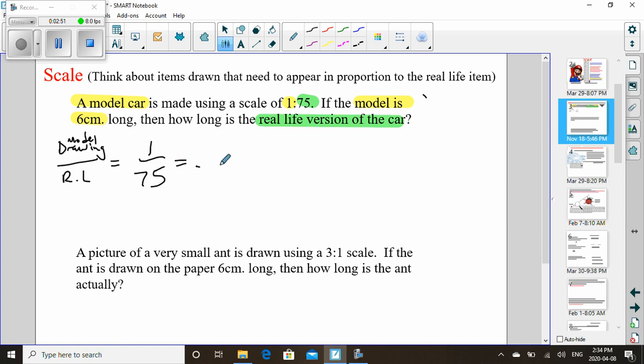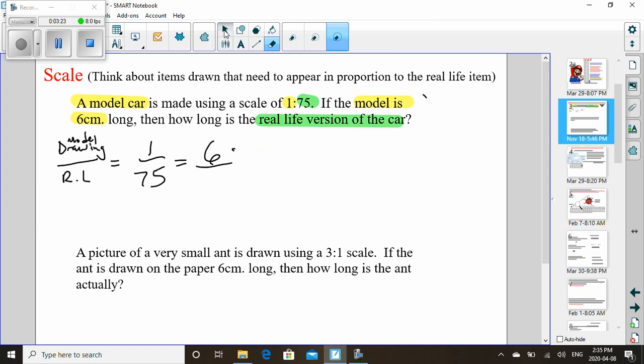Okay, so the 6 needs to go here or it needs to go there, right? There's only one of two spots to put it. You have to decide what is it that I've been given. And what I've been given is the model measurement. The model measurement is 6. Therefore, the 6 needs to go up with the model measurement. Okay, it has to be compared to it. That's the only tricky thing with scale here, is deciding where that third number goes.